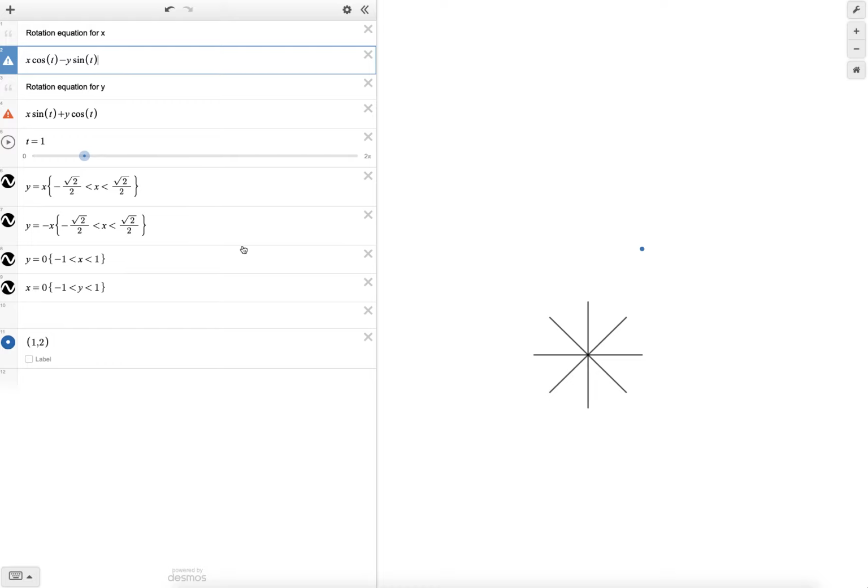All right, so if I'm going to rotate around this point, what I have to do is modify these two equations right here. I actually have to shift everything so that my center of rotation is no longer 0, 0, but my center of rotation is going to be the point 1, 2.